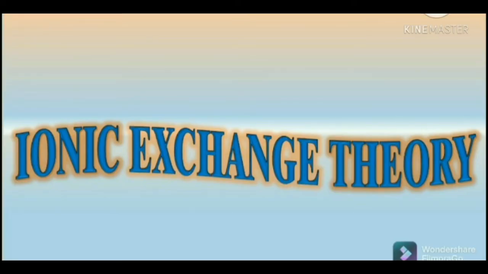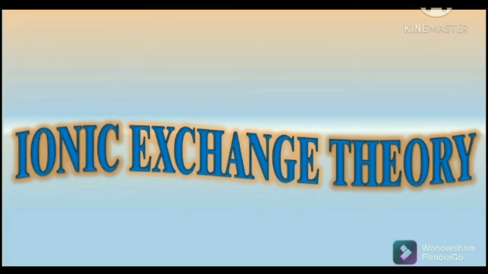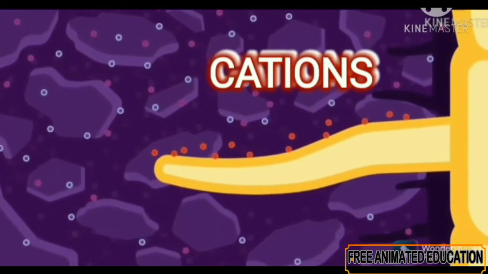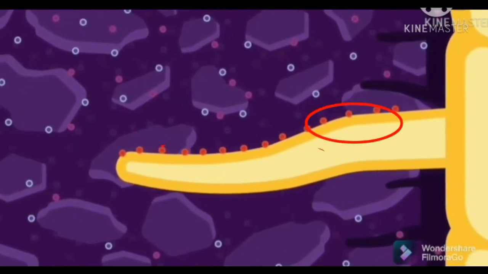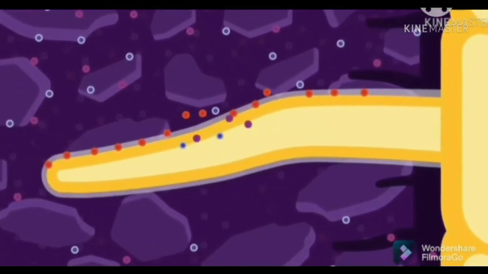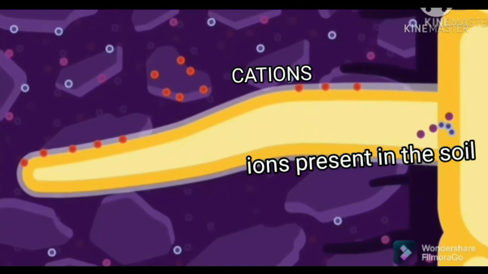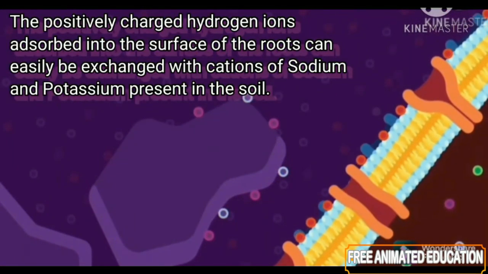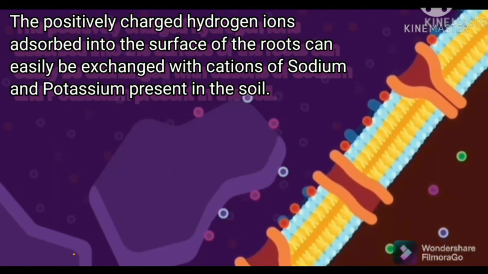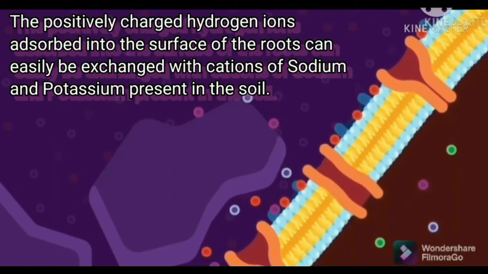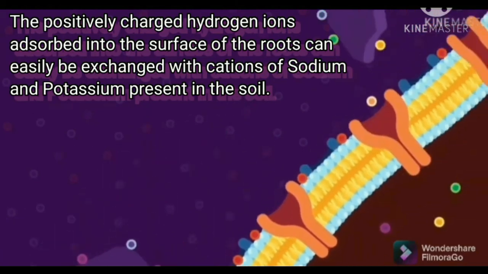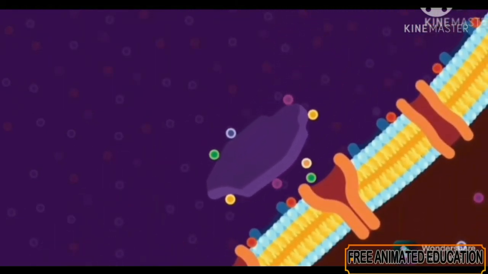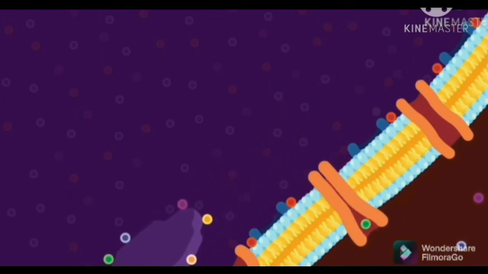Ionic exchange theory. In this process, the ions, mainly cations, that were adsorbed to the root surface due to the negative charge of the cell wall are exchanged with the ions present in the soil. The positively charged hydrogen ions adsorbed onto the surface of the roots can easily be exchanged with cations of sodium and potassium present in the soil. Similarly, an ion like hydroxyl from the root cell can be exchanged with an ion present in the soil.